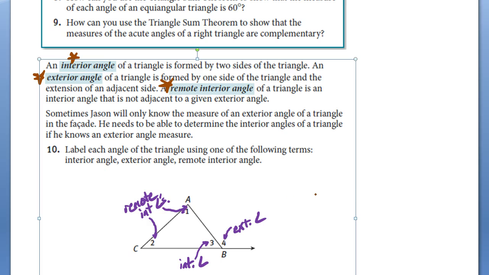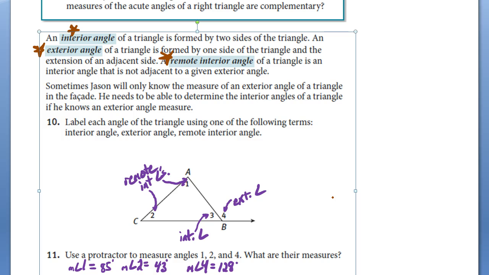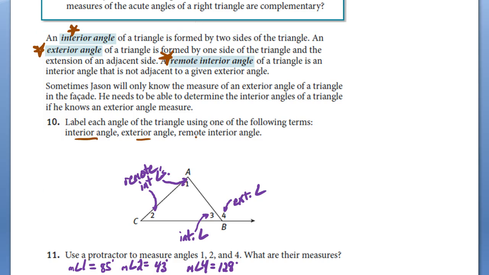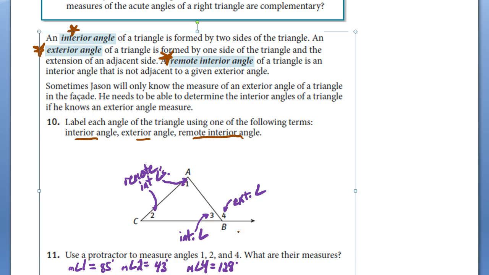So number 10, let's make sure we understand what these three vocabulary words are talking about. Label each angle of the triangle using one of the following terms: interior angle, exterior angle, and remote interior angle. So we have a triangle. Its interior angles are 1, 2, and 3. And then by extending the bottom side this direction, another angle, number 4, is labeled. That's the exterior angle.